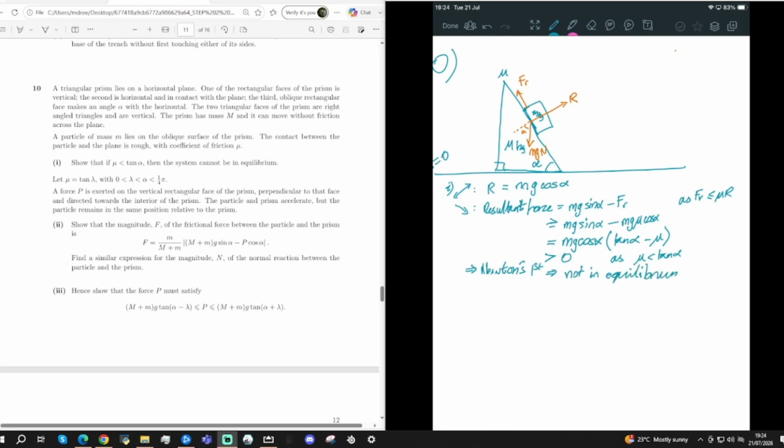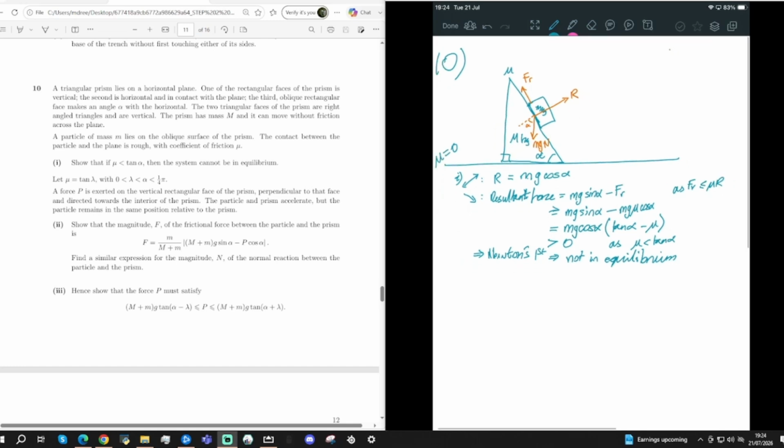You see an object at rest or at constant speed, the conditions for equilibrium, cannot have a resultant force. We have a resultant force here, so we're not in equilibrium. Lovely, that's part one done.